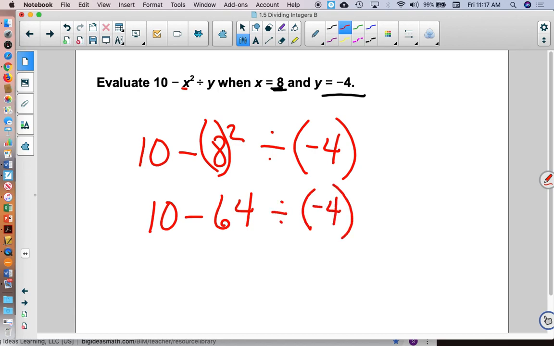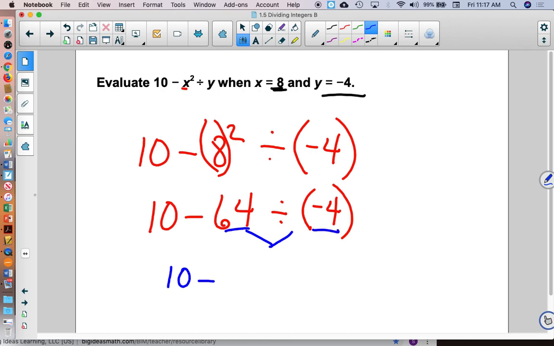Now, what do I do next? And if you've got your notes out, putting this down, I'm telling you, you're going to have some stuff like it. And I want to make sure you've got a sample. Okay? And so what do I need to do next? Do I do the subtraction or do I do division? Which comes first? Division. Good. And 64 divided by negative 4, because I've still got this. Now, I'm going to deal with the 64 divided by negative 4.